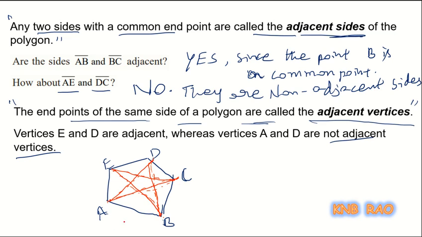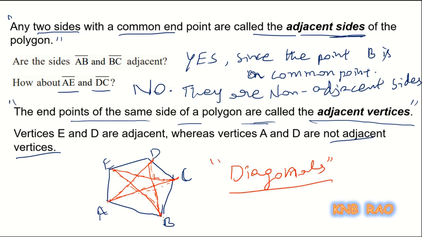Remember children, these are called diagonals. So what is a diagonal? A diagonal is a line segment joining a pair of non-adjacent vertices. Once again I will repeat the definition of diagonal. A diagonal of a polygon is a line segment joining a pair of non-adjacent vertices.